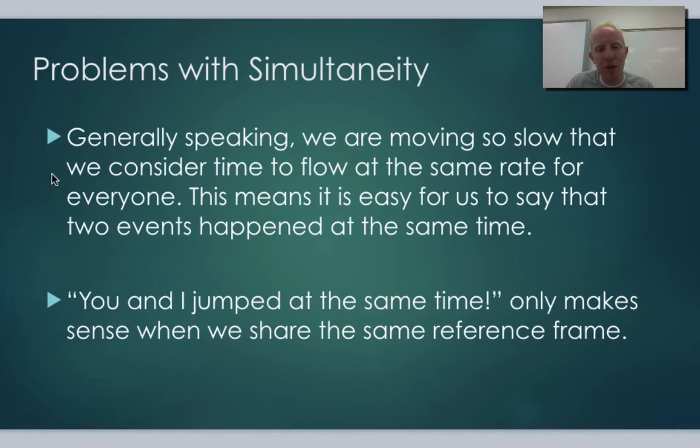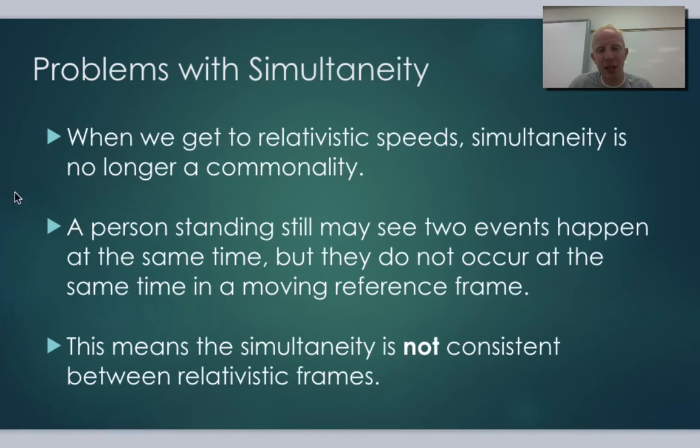So generally speaking, we are moving so slow that we consider time to flow at the same rate for everyone, right? When you run past your friend in the school, you don't see your time slow down for you compared to him, okay? This means it's easy for us to say that two events happened at the same time, okay? We both clapped our hands at the same time. We both jumped in the air at the same time. That's easy to determine at our slow speeds, okay? But when it comes to relativity, that really becomes a problem, okay, when we get to higher speeds, okay? So you and I jumped at the same time only makes sense when we share the same reference frame. If we get to higher speeds, that's not the case, okay?